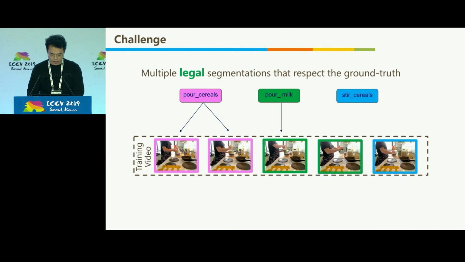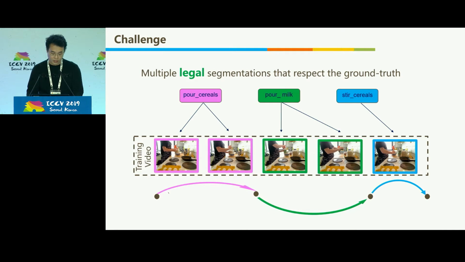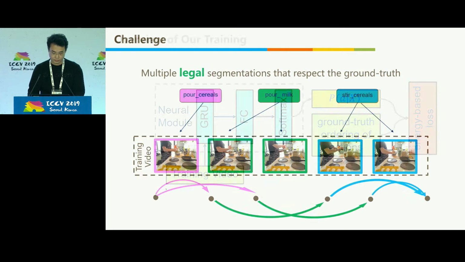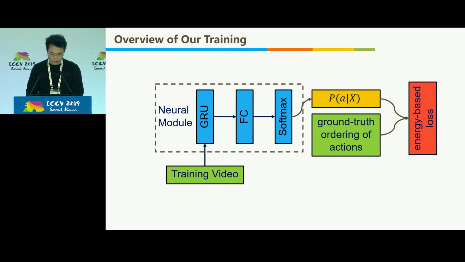The key challenge here is that there are multiple valid action segmentations that satisfy the ground truth ordering of actions. For example, in this figure, we show different starts and ends of video actions, but only one of them is correct. Here is an overview of our approach. We use a GRU for labeling every video frame. Our main contributions are aimed at weakly supervised training of the GRU. The key idea here is to use an energy-based loss for training that will efficiently account for both legal and illegal action segmentations of training videos.